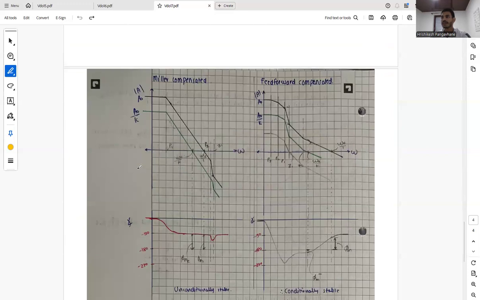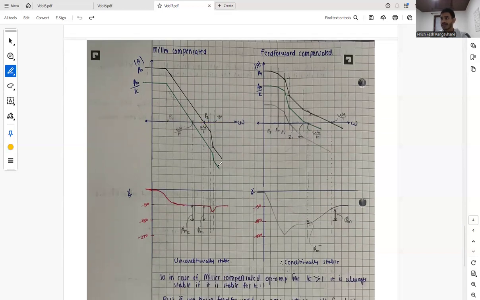So let's compare the Miller compensated op-amp and the feed-forward compensated op-amp. In the Miller compensated op-amp, we said that for k equal to 1, the curve is like this, and our phase margin is at 90 degrees. We said that our P2 should lie at higher frequencies than omega u, and only the dominating pole, the first pole, should be before omega u, and all other poles and zeros should be after omega u. In this case, we have a phase lag of 90 degrees only, and our phase margin is secured.